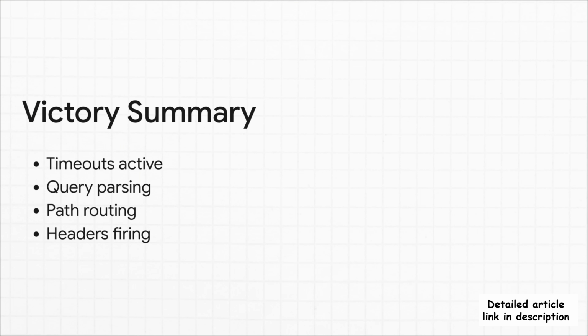Let's summarize our total victory today. What did we actually accomplish? Well, our timeouts are working correctly, saving us from those dreaded hanging threads. Our default headers are active. Our query params are parsing accurately. Our path variables are routing exactly as expected. And our per-request headers are firing right on demand. Our externalized configurations and robust request routing are fully active and thoroughly tested.